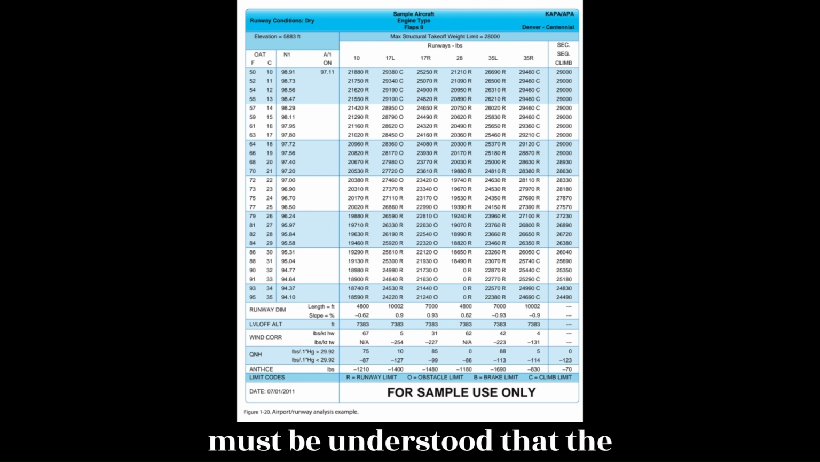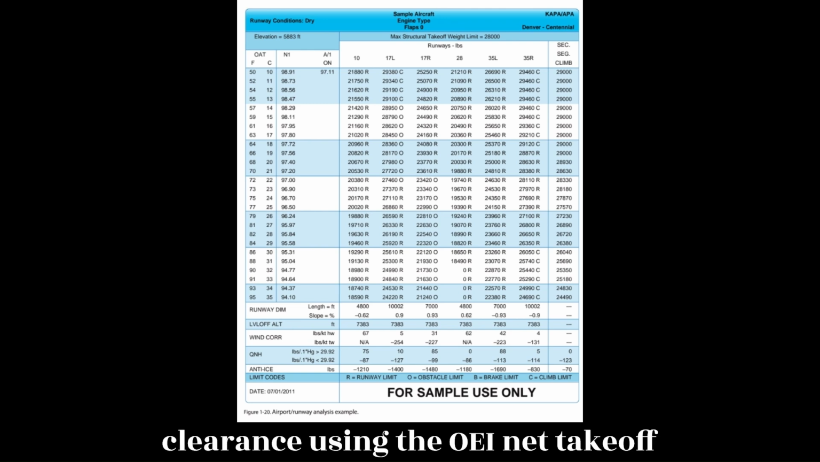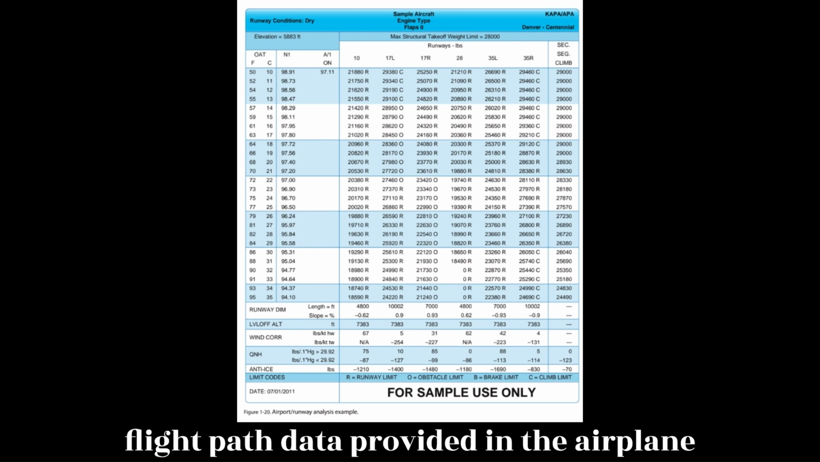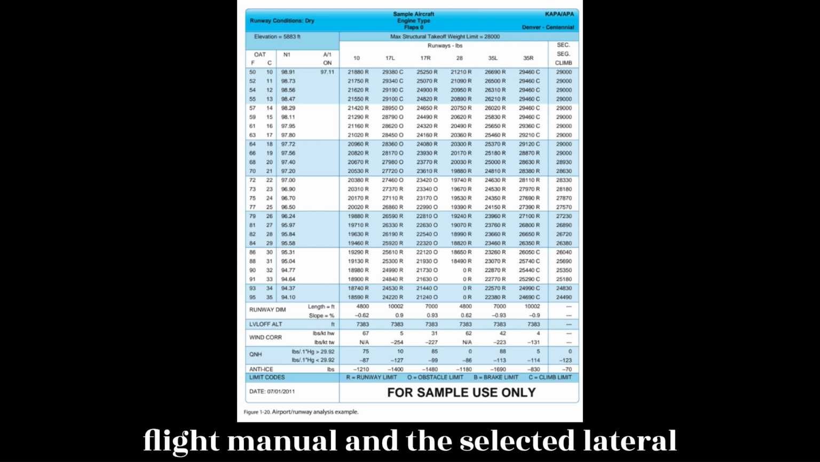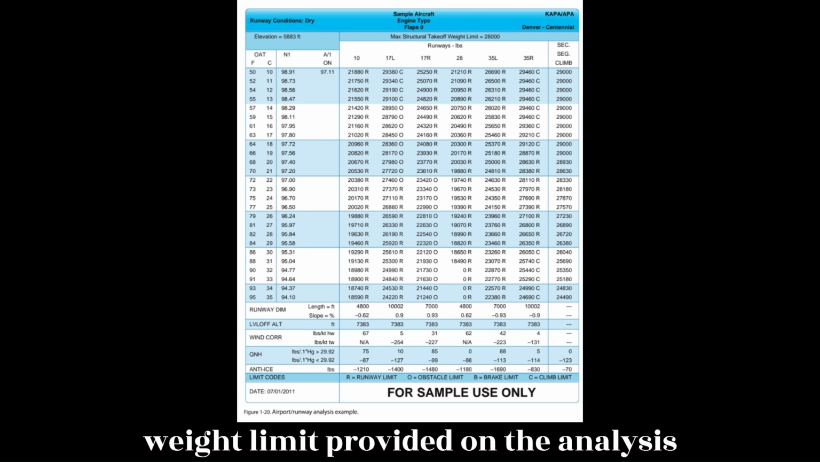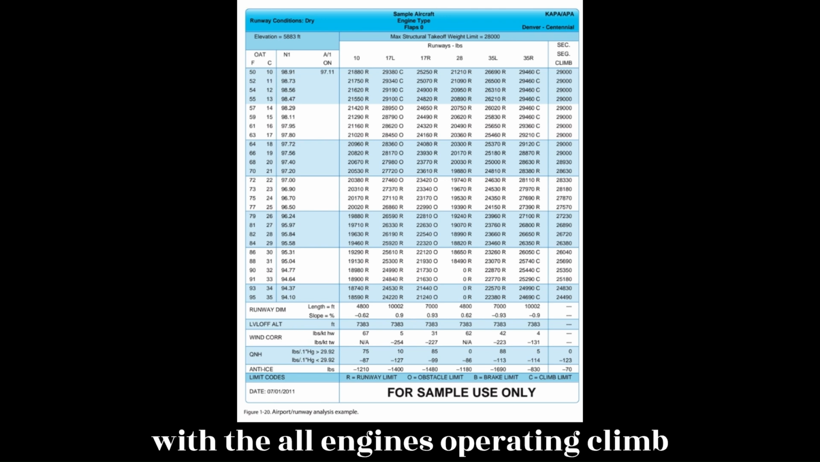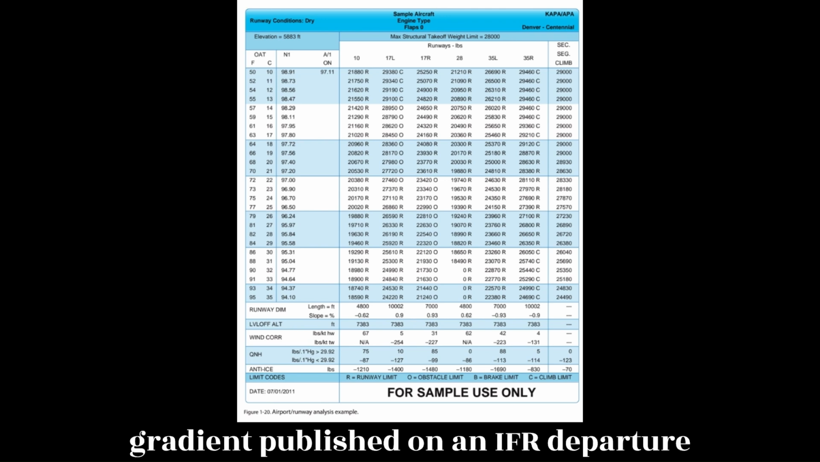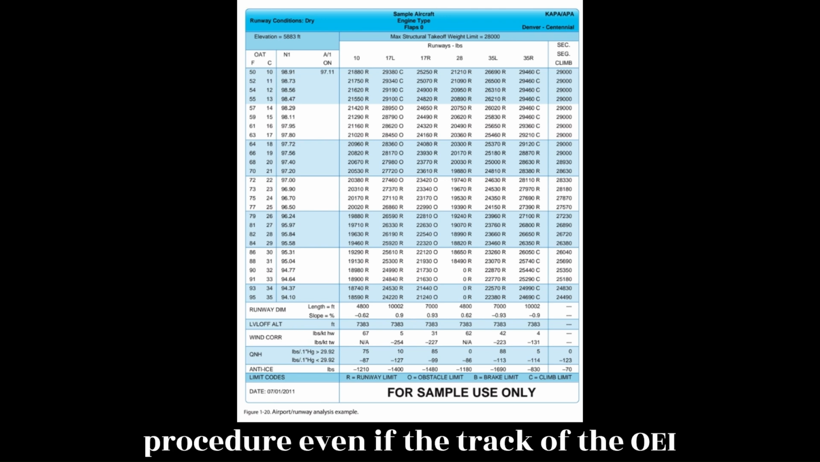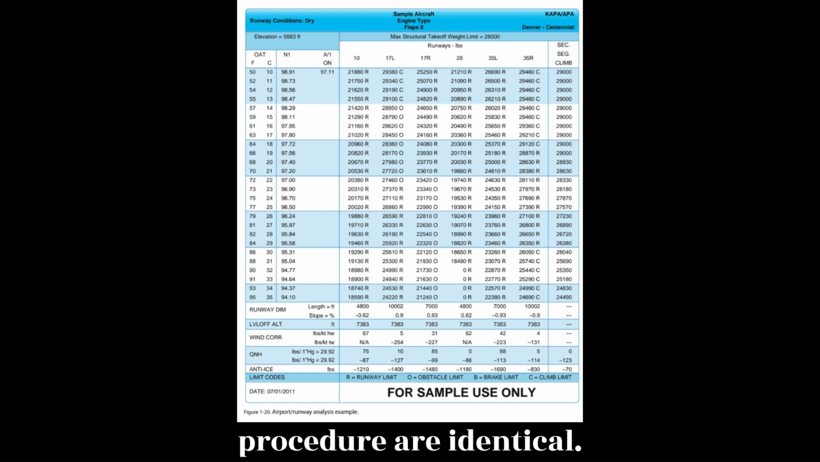It must be understood that the airport/runway analysis assesses obstacle clearance using the OEI net takeoff flight path data provided in the airplane flight manual and the selected lateral obstacle assessment area. A takeoff weight limit provided on the analysis does not necessarily ensure compliance with the all engines operating climb gradient published on an IFR departure procedure, even if the track of the OEI special procedure and the IFR departure procedure are identical.